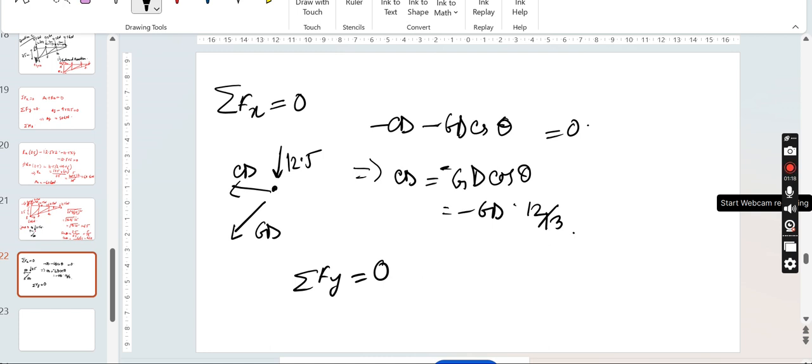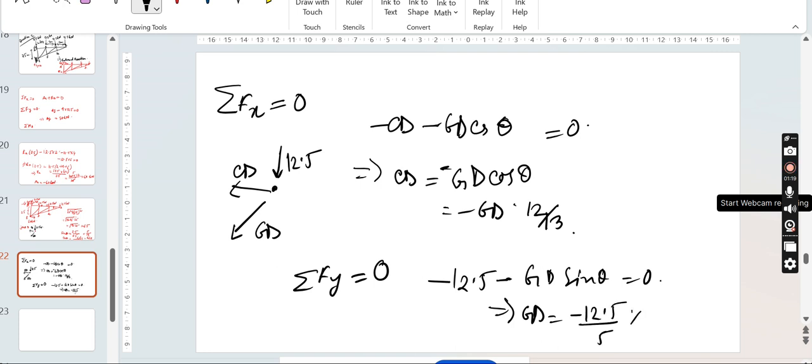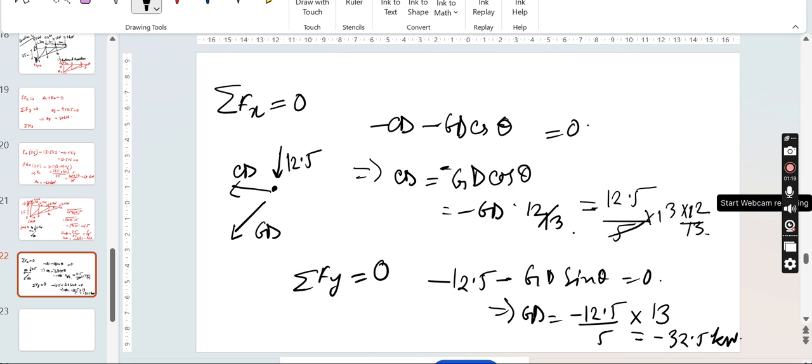So here we need to write, in the y direction, CD will have no component, GD will have component. So 12.5 minus GD sine theta is equal to 0. So from here we will get GD is equal to minus 12.5 by 5 into 13, because sine theta is 5 by 13, which will be minus 32.5 kilonewton. So we have gotten CD and GD from here.